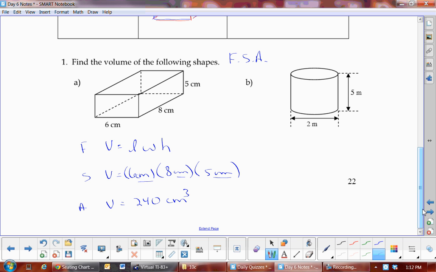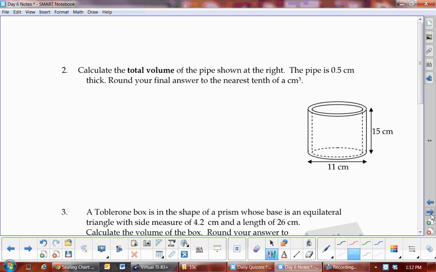Let's, just for time's sake, the only trick on B is they give you the diameter, right? So what's the radius? So the radius would be 1 meter. Okay, and you guys could do that one easy, right? Okay. I want to get to some, because we kind of have to know how to do this one.